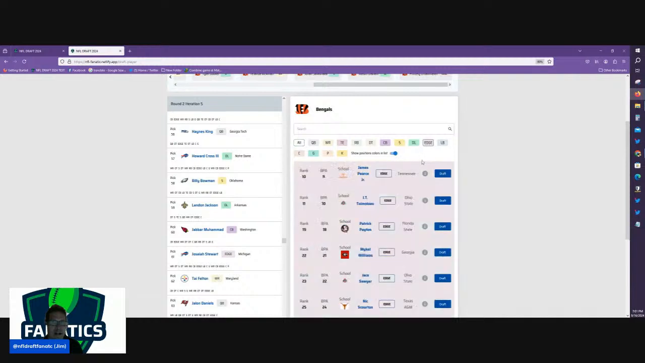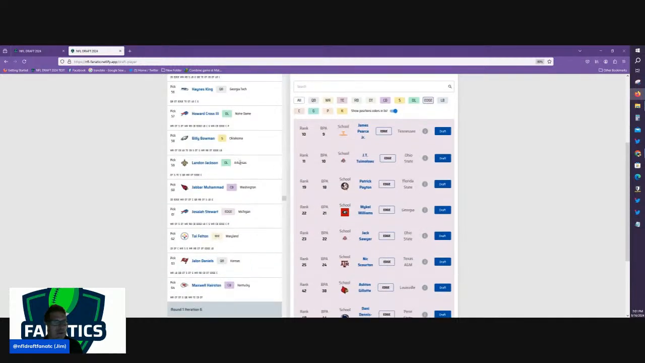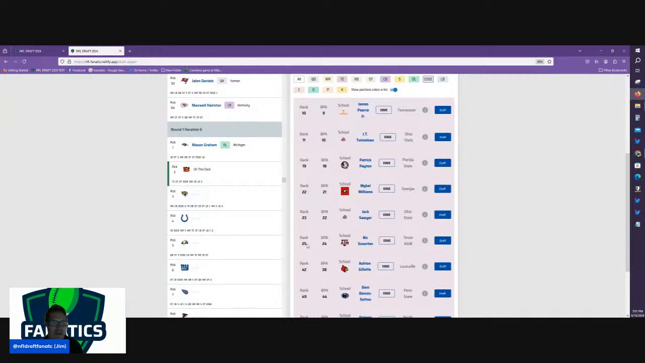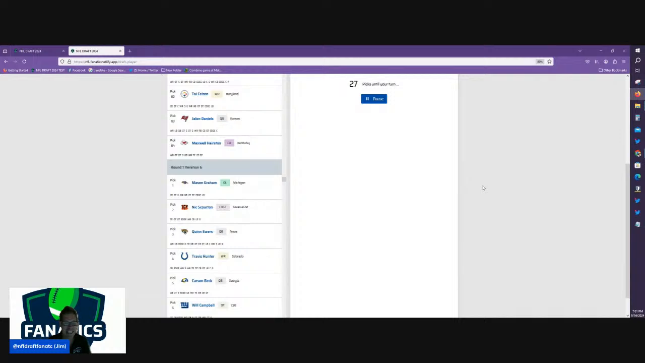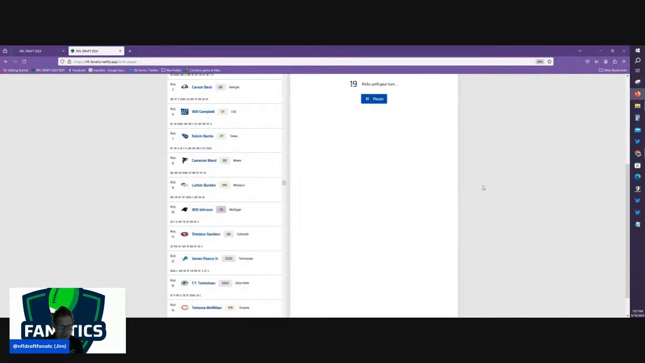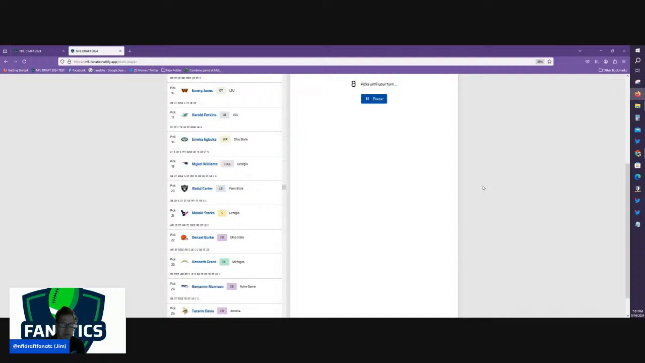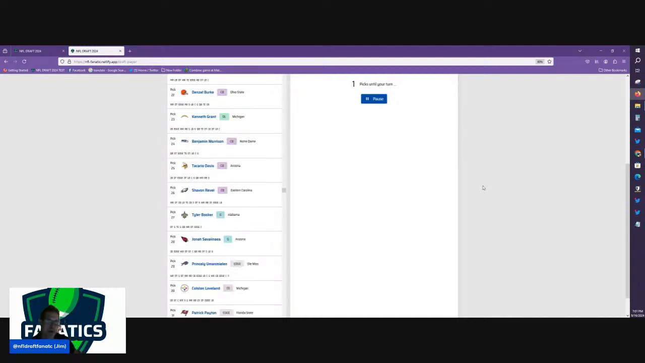Okay, so I could also go, for example, if we look, Mason Graham has gone first. Nick Scorton is currently 25th on the player board. Okay, when I pick him, he will be higher than 25. Okay, so that was my pick in round 1.